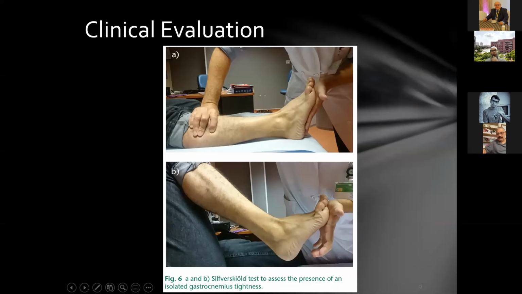To differentiate the two, we do a Silfverskiöld test. With the knee fully extended, we check how much dorsiflexion we can achieve. Typically, in these patients, the foot is either neutral or it is in slight plantarflexion. While when we flex the knee, we are able to achieve at least 20 degrees more dorsiflexion. So that shows us that the gastrocnemius muscle is tight.